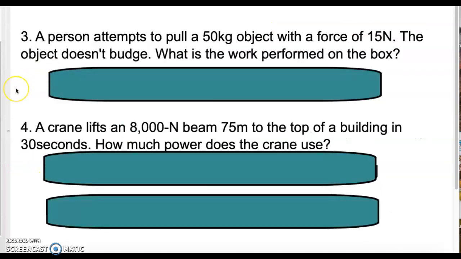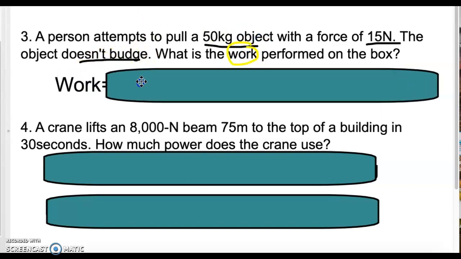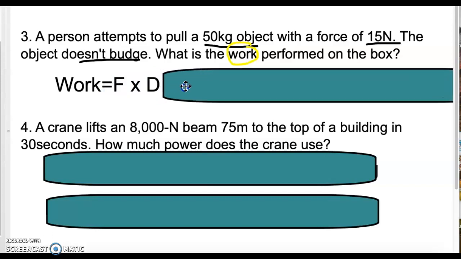Okay, now before continuing with 3 and 4, by watching me, please pause the video and try to do them on your own. All right, so question number 3 says, a person attempts to pull a 50-kilogram object with a force of 15 newtons. The object doesn't budge. What is the work performed on the box? All right, so again, we are looking for work. So we need the work formula. So work equals force times distance.